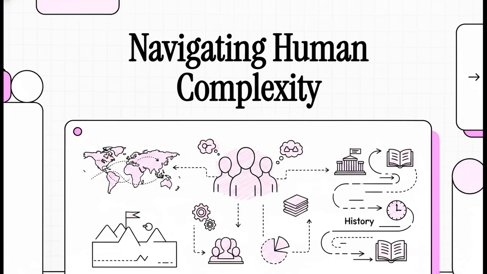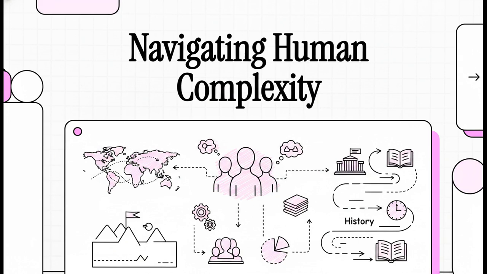We've got a massive goal today. We're unpacking exactly how we use social science, geography, and history to make sense of this beautifully chaotic, complex world of ours. Seriously, there's a lot to cover, so let's dive right in and start unraveling the hidden systems that govern our everyday lives.